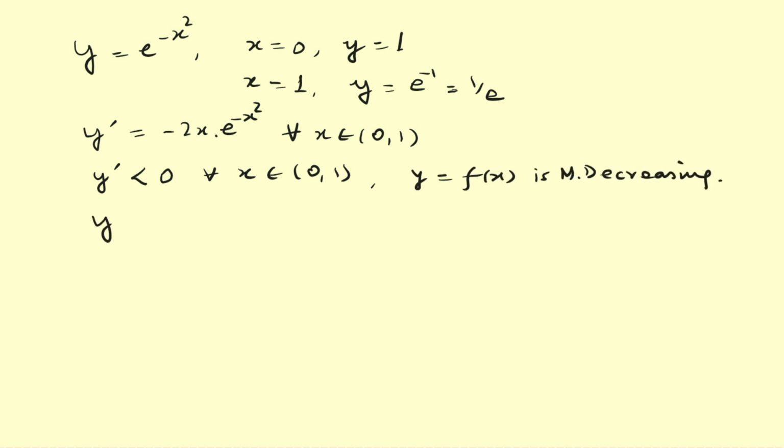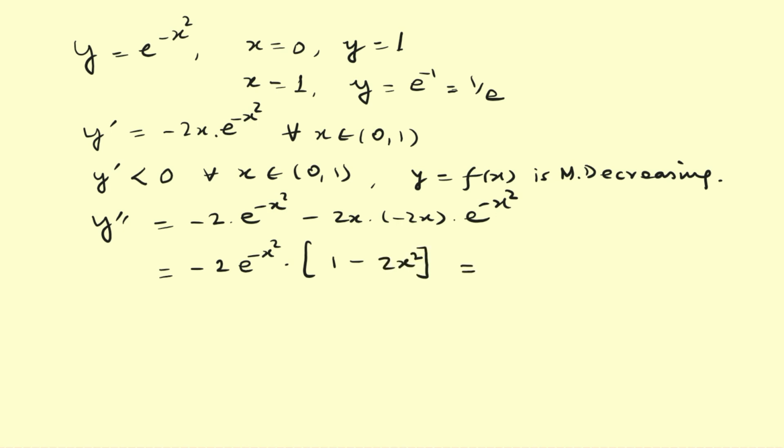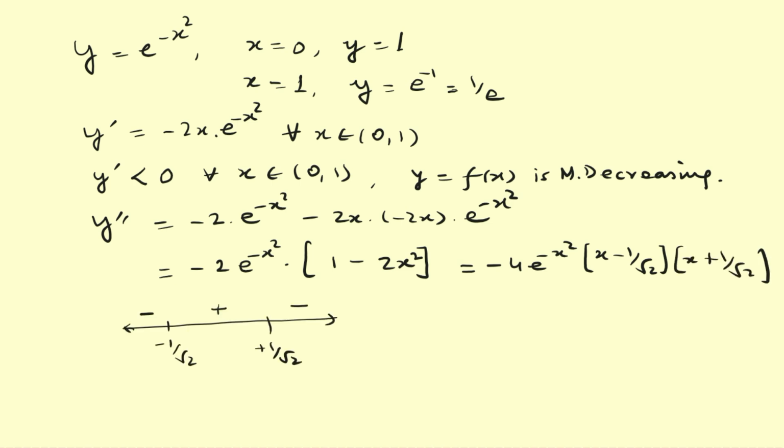Further, if you check the second derivative, you will get minus 2 times e to the power minus x square, and then minus 2x times minus 2x times e to the power minus x square. This is the second derivative. If you take minus 2 e to the power minus x square as common, you get 1 minus 2x square. Now this can further be written as minus 4 e to the power minus x square times x square minus 1 by 2, which can be factorized as x minus 1 by root 2 and x plus 1 by root 2. That is the sign scheme for second derivative is going to be like this.